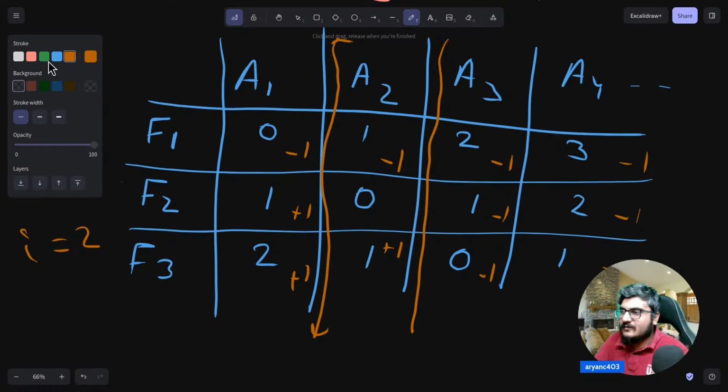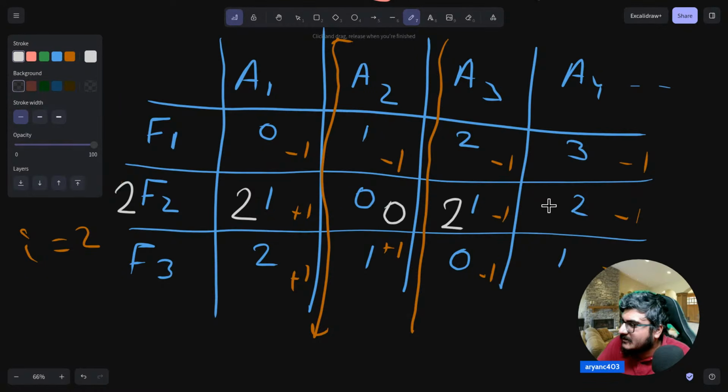Or probably another way to realize this is, let's look at what 2 times F2 is. Here it will become 2. Here it will become 0. Here it will become 2. Here it will become 4. And let's populate more numbers here. The next element here would be 4, 3, 2. And this element would become 6.